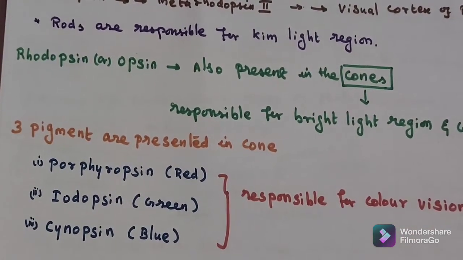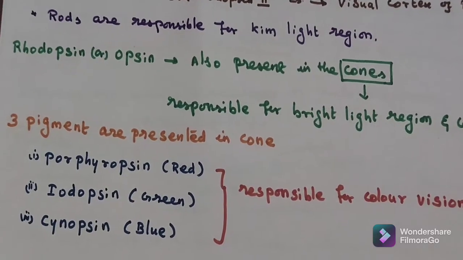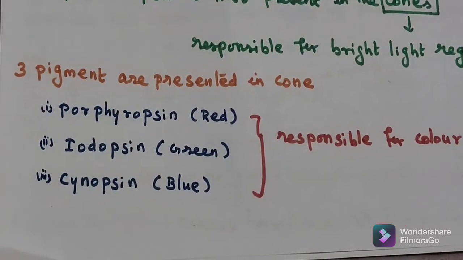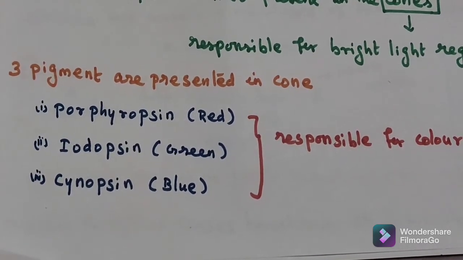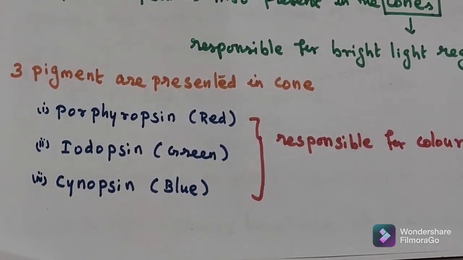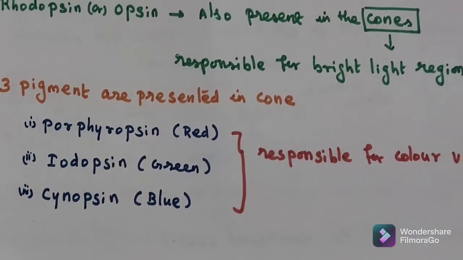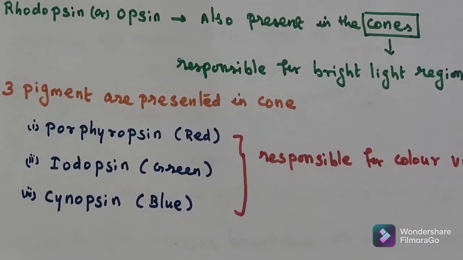There are 3 pigments present in cones. What are the pigments? Erythropsin red, chloropsin green, cyanopsin blue. These 3 pigments are responsible for color vision.